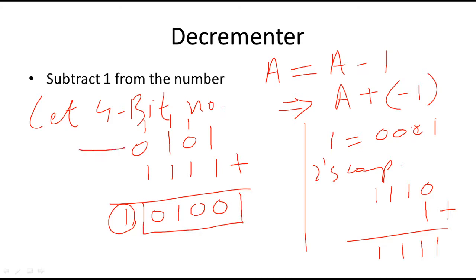For verification, the first number 101 is equal to 5. So if we decrement 5 by 1, it should be 4. So here this is equal to 4. So by using the addition operation and by adding the 2's complement of 1, we can achieve a decrementer functionality.